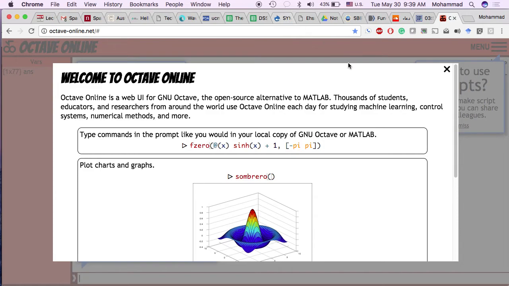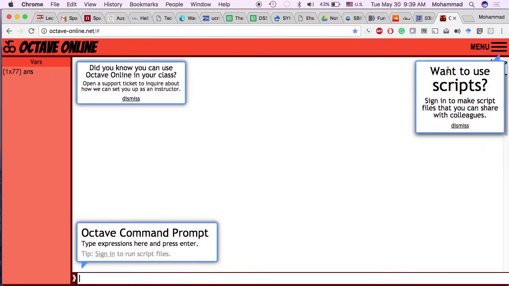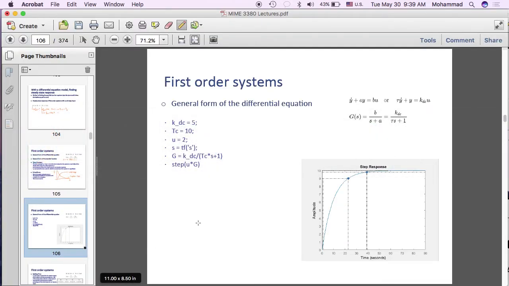So you can type your commands here at the bottom. You can also save your models if you register on this website, so it keeps your models. But if you're ready to follow along, let me show you what you can do to get to the step response of a system. So let's take another look.